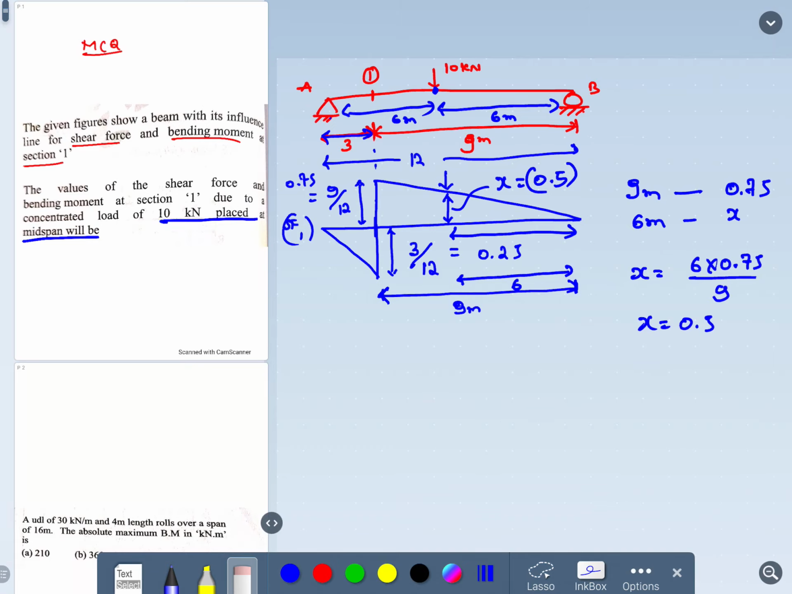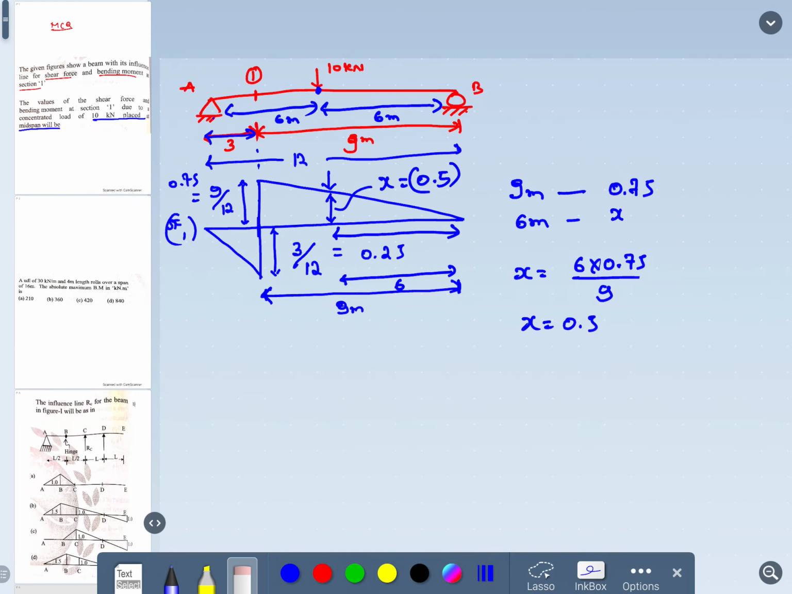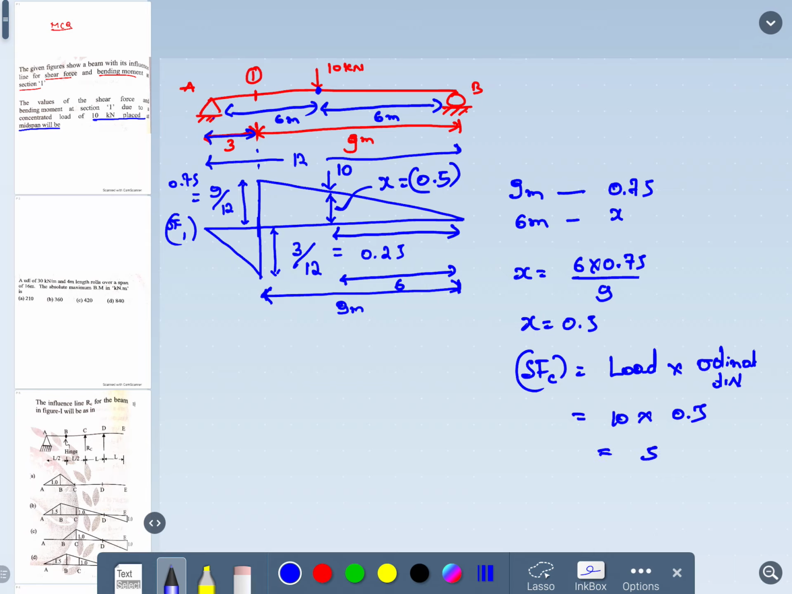After finding this, you need to calculate the value of shear force and bending moment. Shear force at position C is equal to load into ordinate distance. Is it fine? So how many loads are present here? Here there is only one load, where the load is equal to 10, and corresponding to that load, the ordinate distance which we have calculated is equal to 0.5. So the shear force at point C will be equal to 5.